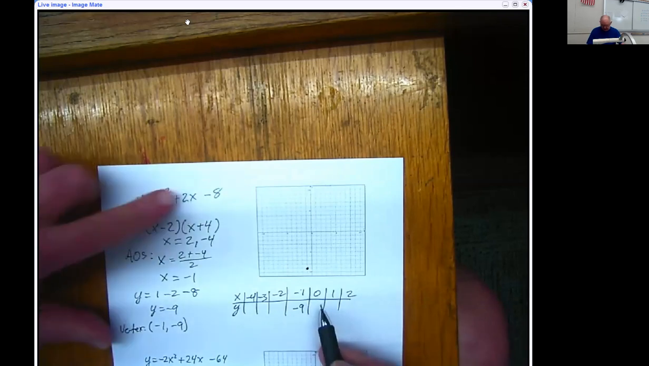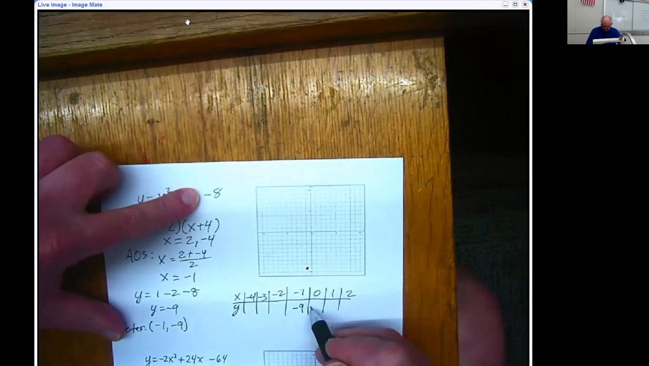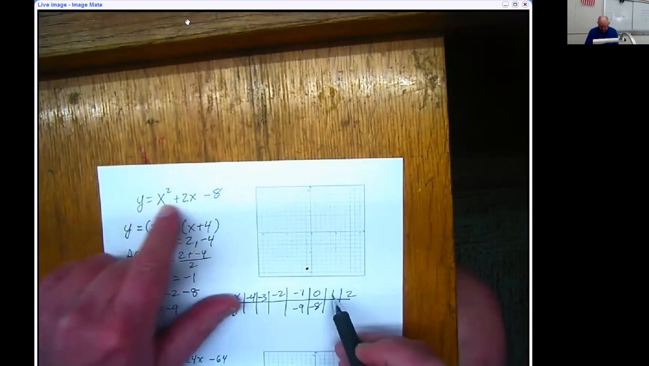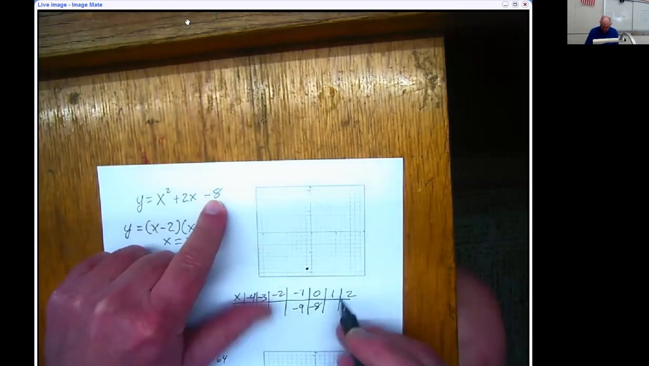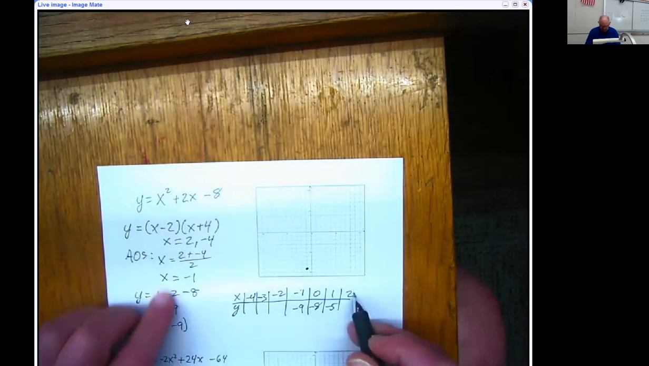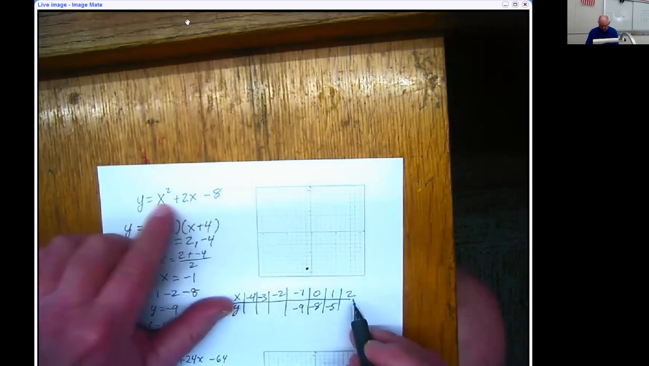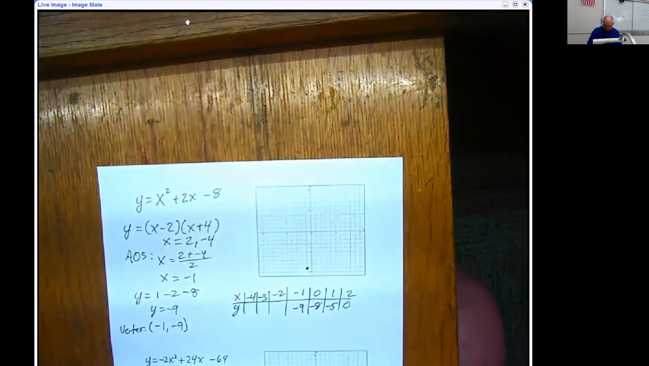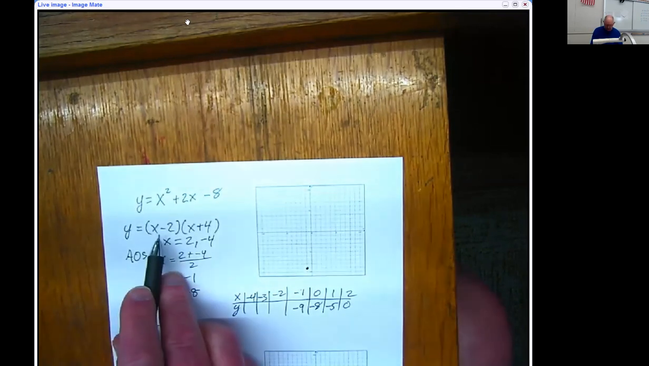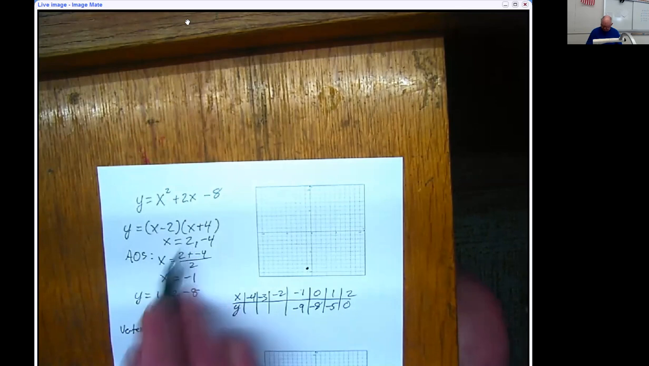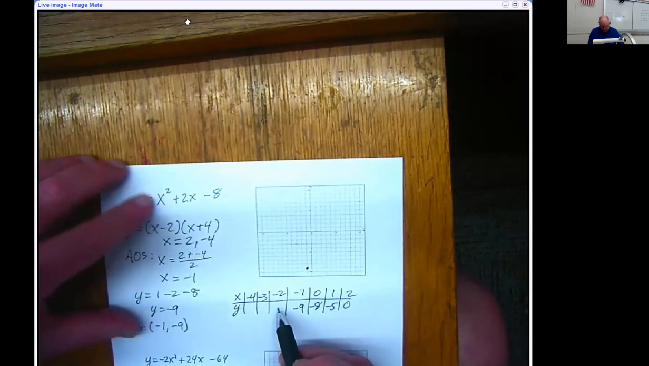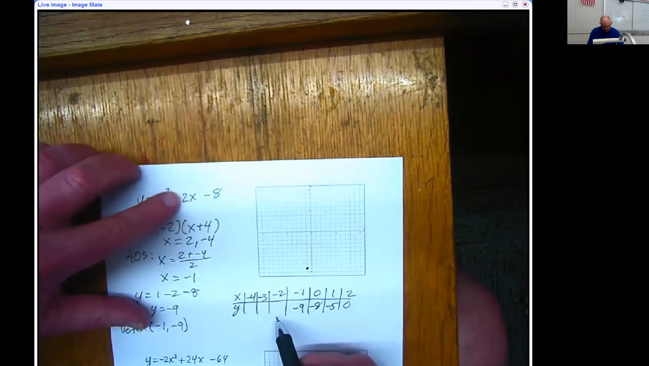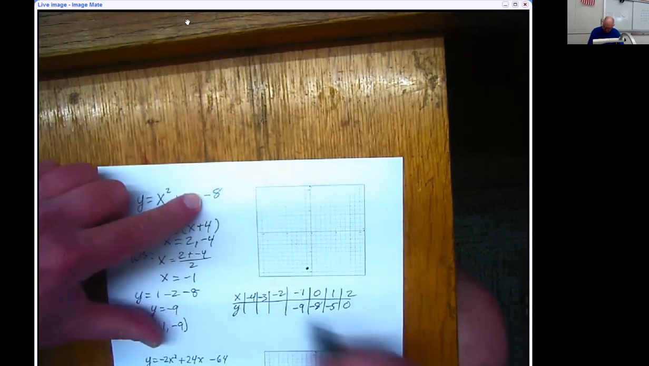Now, 0 is nice because that's my y-intercept. So I've got a -8. And then if I plug 1 in, I've got 1, 2, that's 3, a -5. If I plug 2 in, 4 and 4, that's 8, I get a 0, which shouldn't be a surprise because that was one of our zeros that we saw up here. And then if we plug -2 in, I get a positive 4, -4, those cancel, -8.